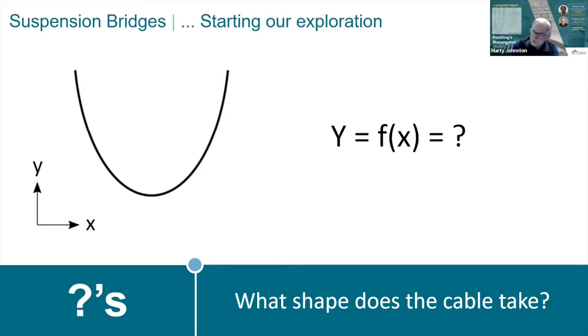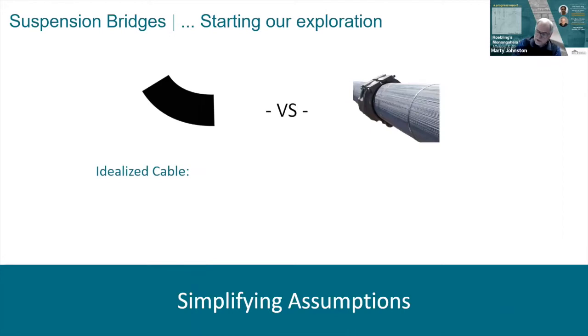Right off the bat, what I know doesn't follow. So the first thing I need to do is go back and ask myself, what's the shape of this cable? And why is my intuition different from what the engineering record says? So I'm going to start again.